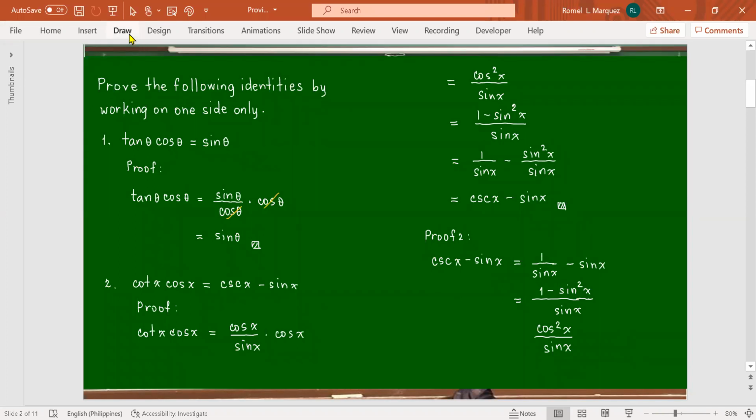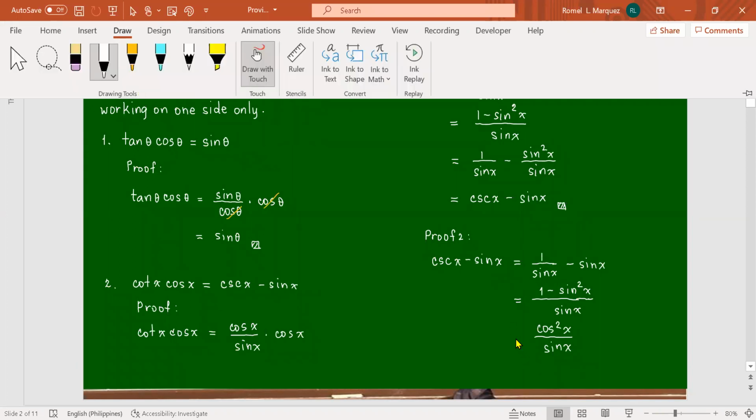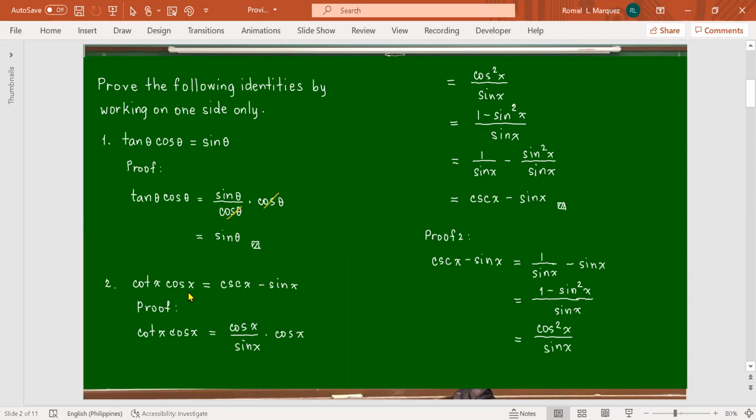So since you want it to be cotangent x times cosine x, let's split cosine squared x into what? Into cosine x times sine x, and then over sine x. So let me put here the other cosine. Okay, so then from here, we have cosine over sine x.